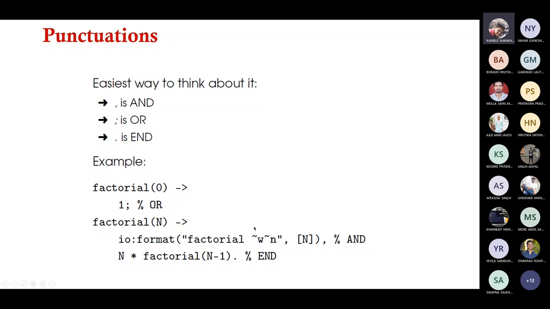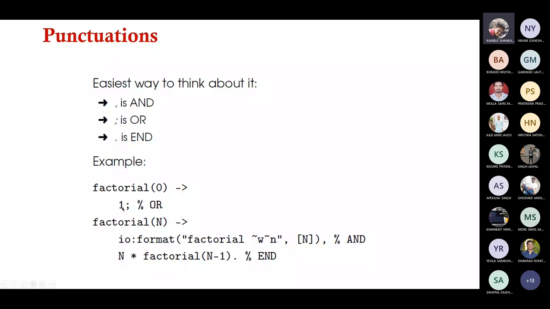For example, suppose factorial of 0. Okay, you are writing factorial of 0. So factorial of 0 is 1. Semicolon is or. So either you find factorial of 0, which is 1, or you find factorial of n. And what is factorial of n? I'll explain, there is some syntax which is used here. So if it is factorial of 0, it is going to give you 1.